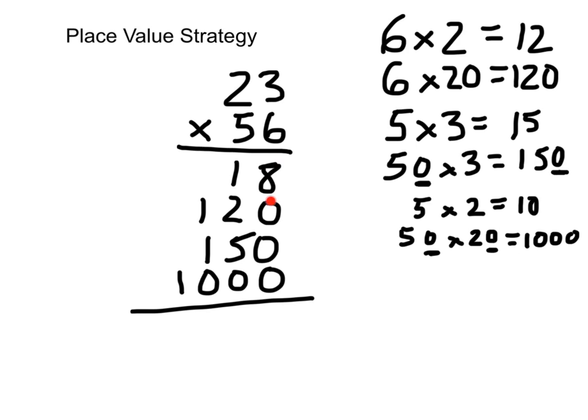So I'm first going to add my ones column. 8 plus all those zeros equals 8. 1 plus 2 plus 5 I know also equals 8. 1 plus 1 plus 0 equals 2. And 1 by itself is 1. And there's our answer, 1,288. And that is how we use the place value strategy for multiplication.